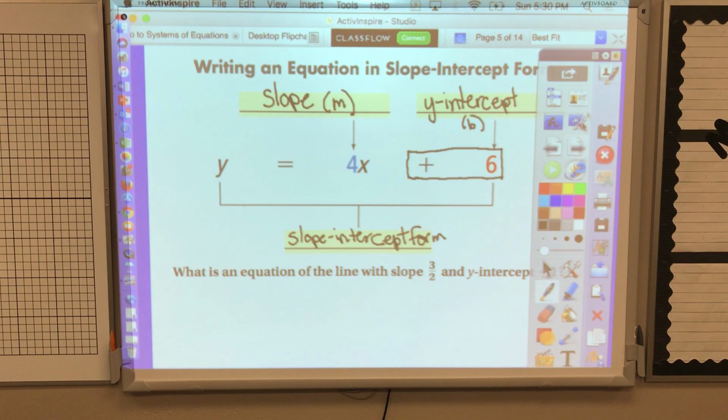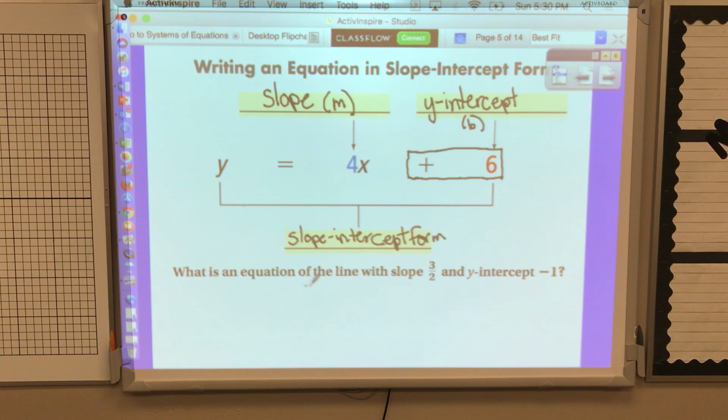So I have an example here. What is an equation of a line with a slope of 3 over 2 and a y-intercept of negative 1? Remember, slope is that letter m, which is 3 over 2, which we do not want to simplify because it only simplifies to 1.5. Remember, slope cannot be a decimal or a mixed number. And our y-intercept, which is our b, is negative 1.